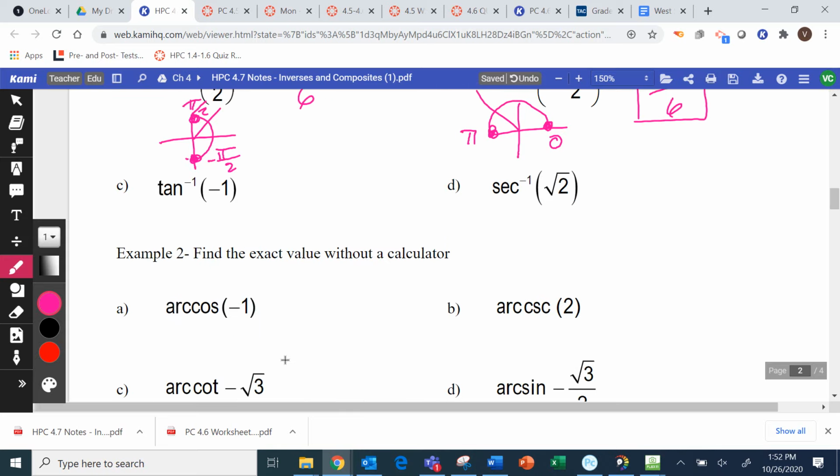All right, where is tangent negative 1? So we've got tangent goes from negative pi over 2 to positive pi over 2. Negative is going to put it in that fourth quadrant. You guys should know where tangent is 1 or negative 1. What reference angle? That's a 45, which is a pi over 4. So what would our answer be? Okay, so our answer is going to be negative pi over 4.